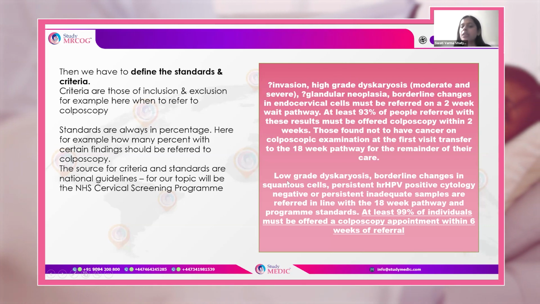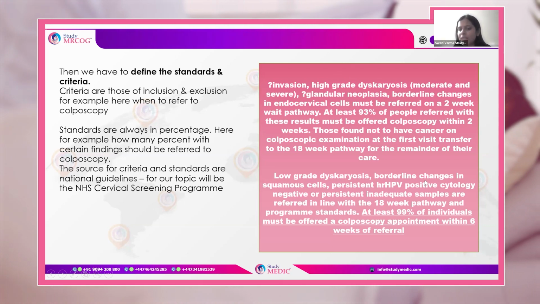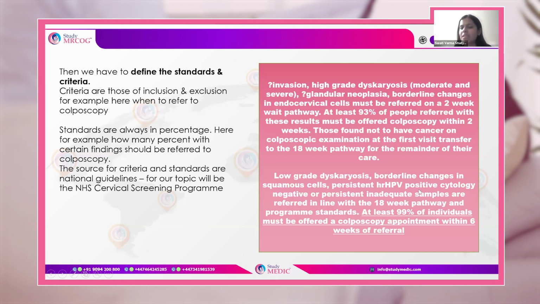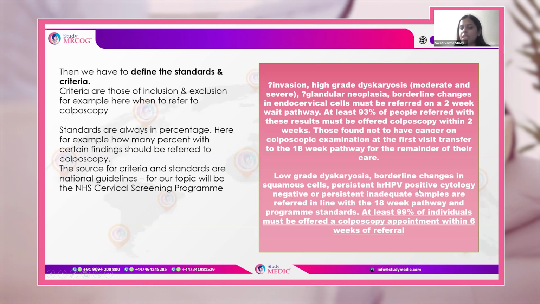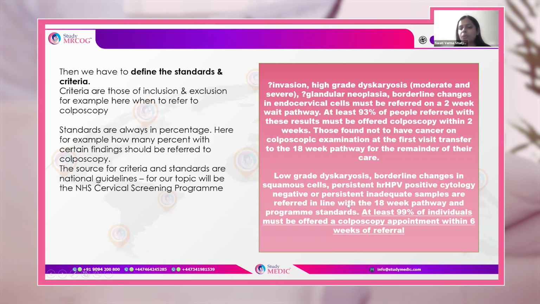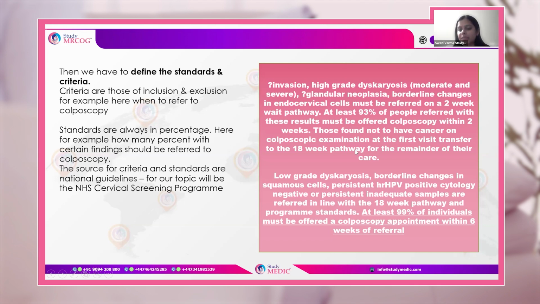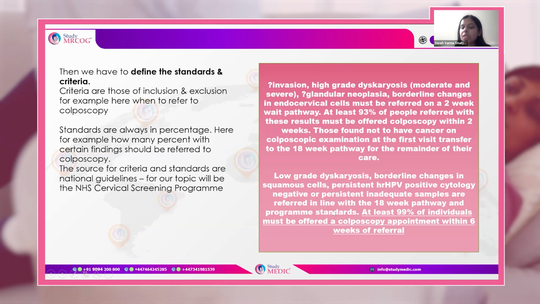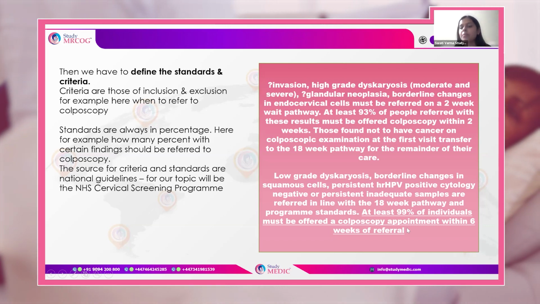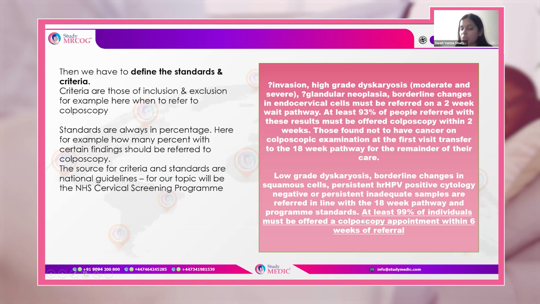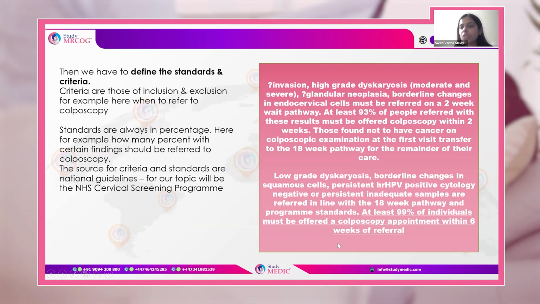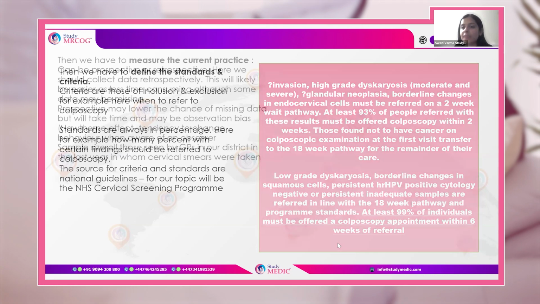Another aspect is low-grade dyskaryosis, borderline changes in squamous cells, persistent HR-HPV positive cytology, and negative or persistent inadequate samples. They are referred right from the start in the 18-week pathway, and at least 99% must be offered a colposcopy appointment within 6 weeks of referral. So these are important knowledge-based points from the NHS cervical screening pathway.